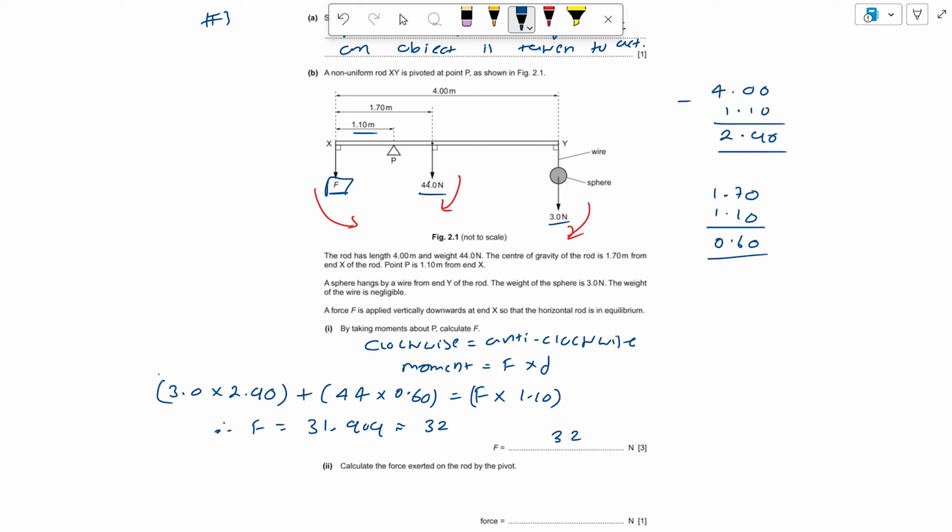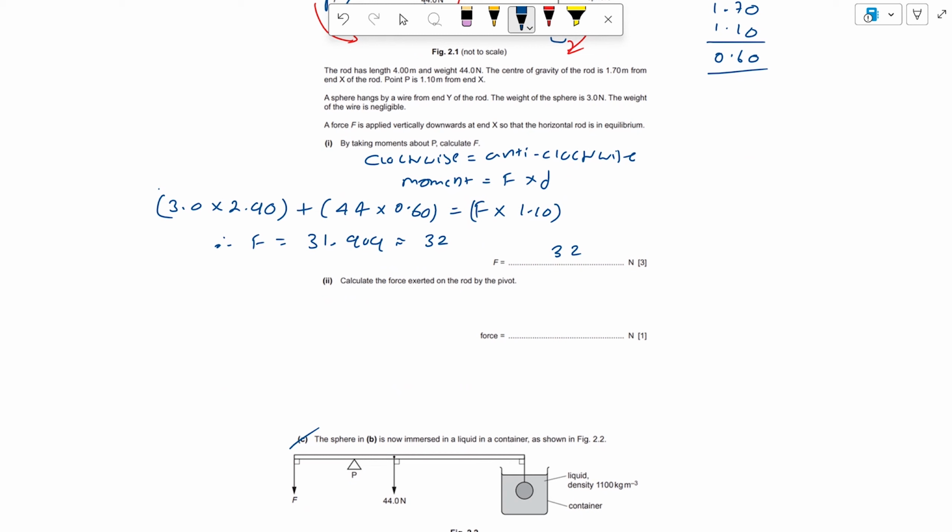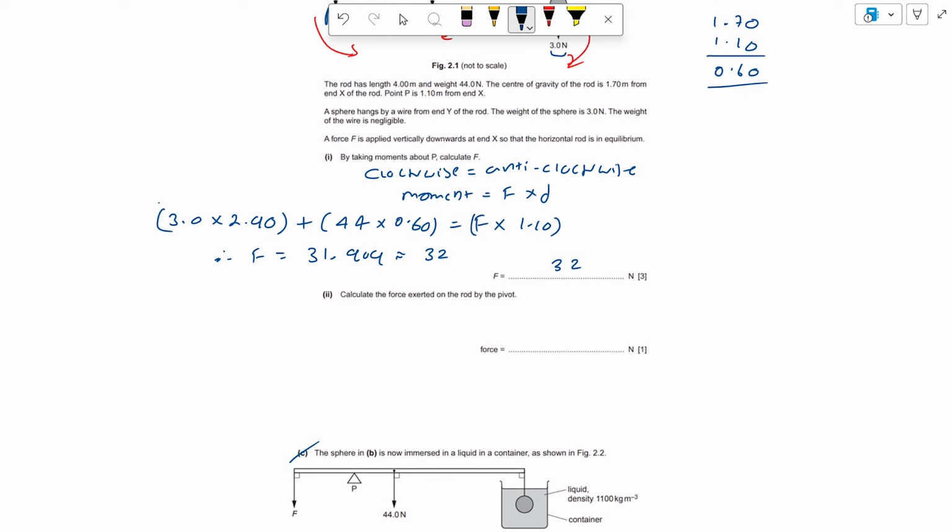Also, you need to always round your answers to reflect the input values. So our weight, I want you to pay attention to the weights. They have all been recorded to significant figures. Calculate the force exerted on the rod by the pivot.